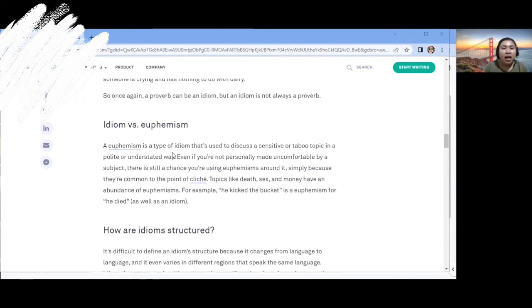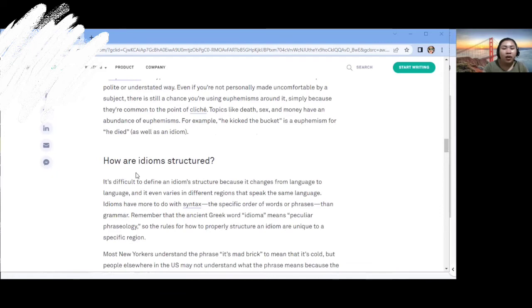A euphemism is a type of idiom that's used to discuss a sensitive or taboo topic in a polite or understated way. Even if you're not personally made uncomfortable by a subject, there is still a chance you're using euphemism around it, simply because they're common to the point of cliche. Topics like death, sex, and money have an abundance of euphemisms. For example, "he kicked the bucket" is a euphemism for "he died," as well as an idiom.